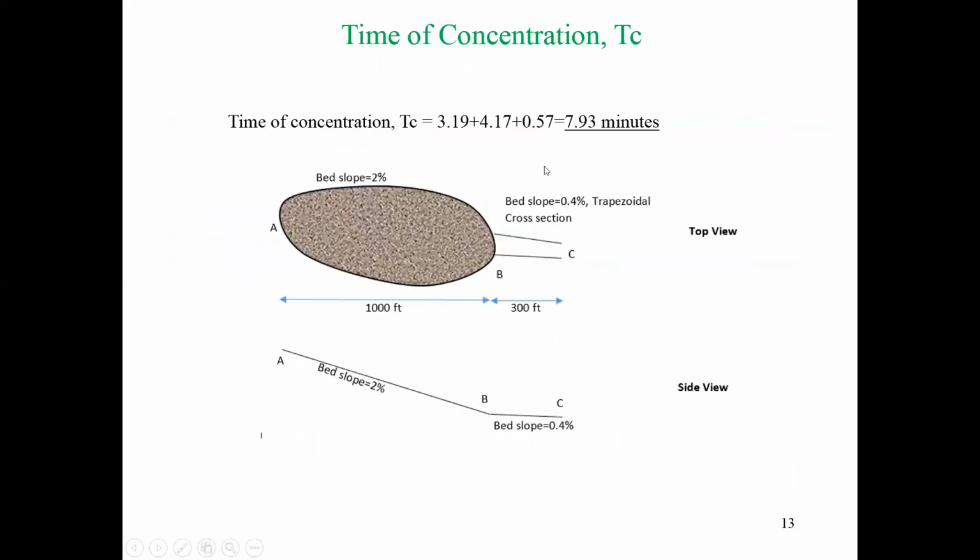So now we have the time for sheet flow, shallow concentrated flow, and open channel flow. If we add these three together, the total time of concentration is 7.93 minutes, which simply means water from the farthest point will take 7.93 minutes to come to the outlet at C. So that is the end of the class example.